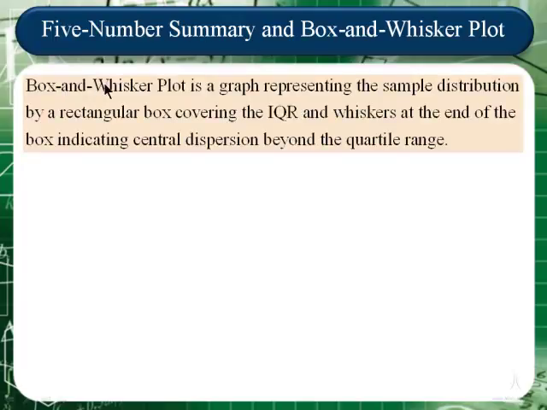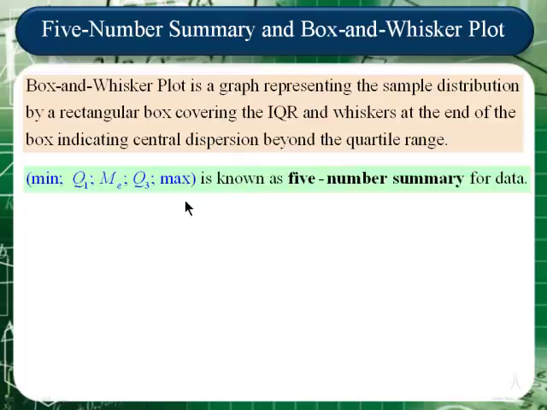We now look at the 5-number summary and a box and whisker plot. Now a box and whisker plot is a graph representing the sample distribution by a rectangular box covering the interquartile range, and the whiskers at the end of the box indicating the central dispersion beyond the quartile range.